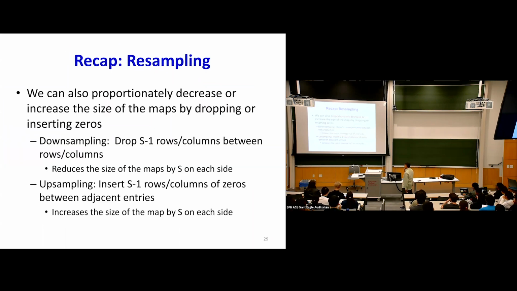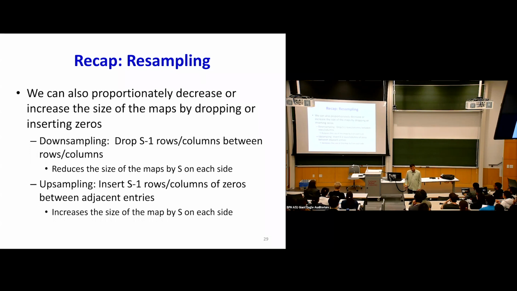Now, we also had resampling layers, which could proportionately increase or decrease the size of the maps. If you downsample by a factor of S, the output is going to be a factor of S smaller than the input on each dimension, which means that after each column, you just drop the next S minus 1 columns. After each row, you just drop the next S minus 1 rows.